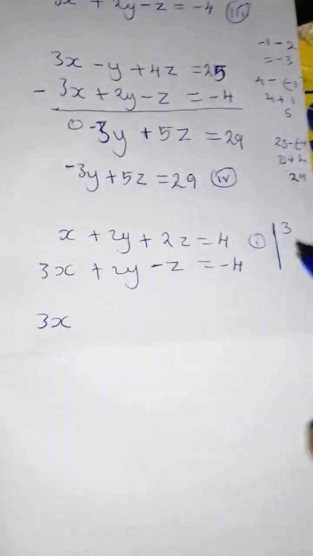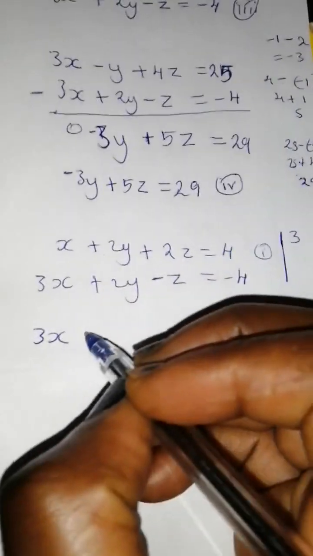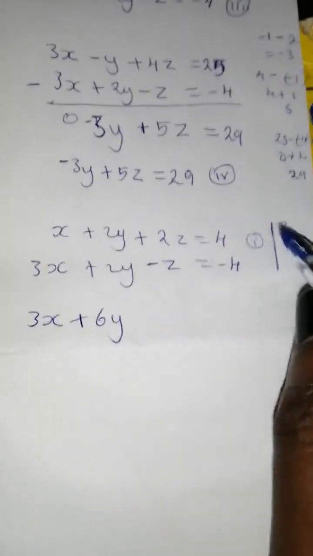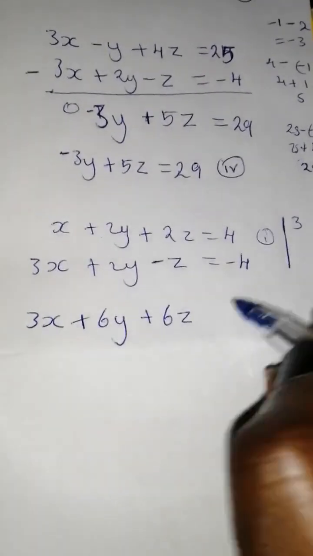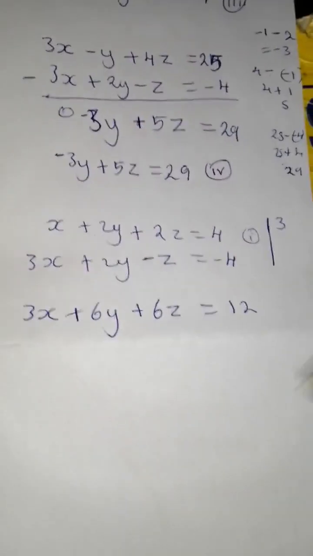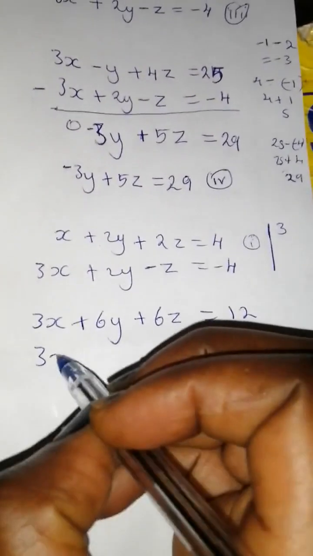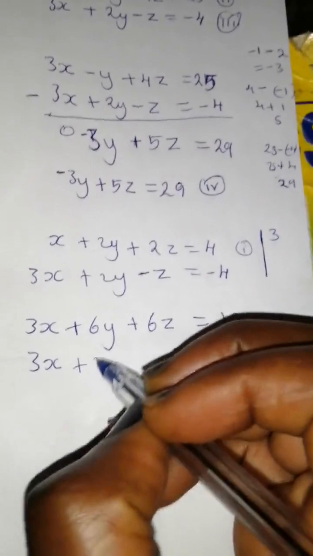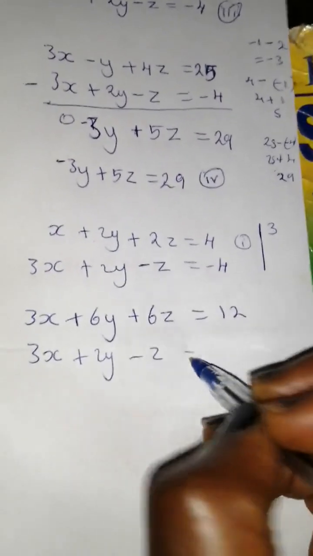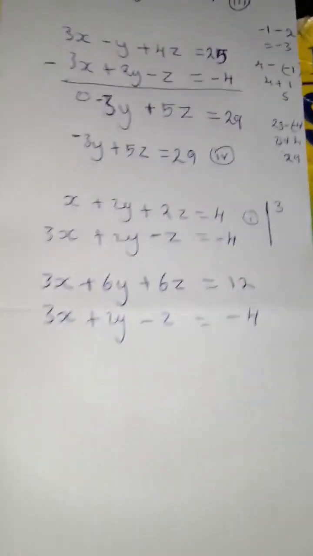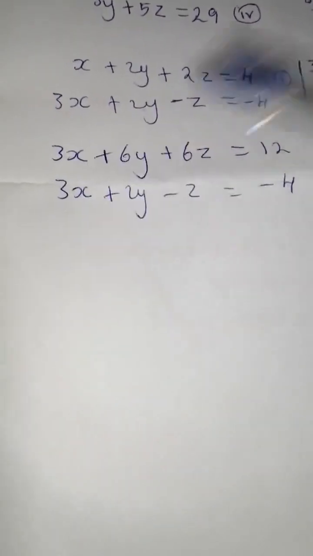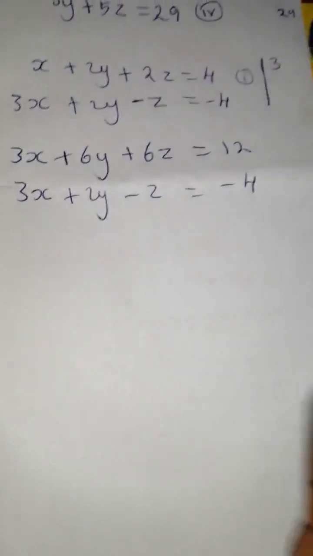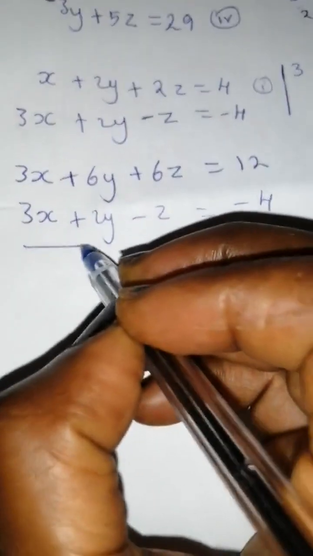So 3 times x will give me 3x. 3 times 2y will give me 6y. 3 times 2z is 6z. 3 times 4 is 12. Then here I can write it the way it is. 3x plus 2y minus z equals negative 4. Okay, so what I wanted has happened, where I have the same coefficient, 3x. Now I can solve simultaneously.